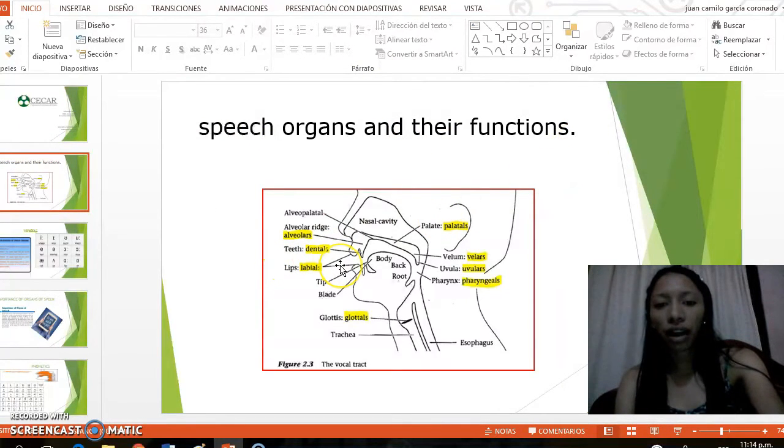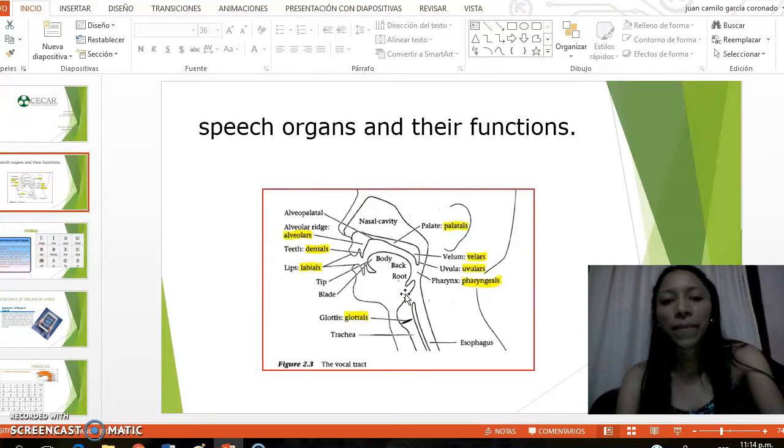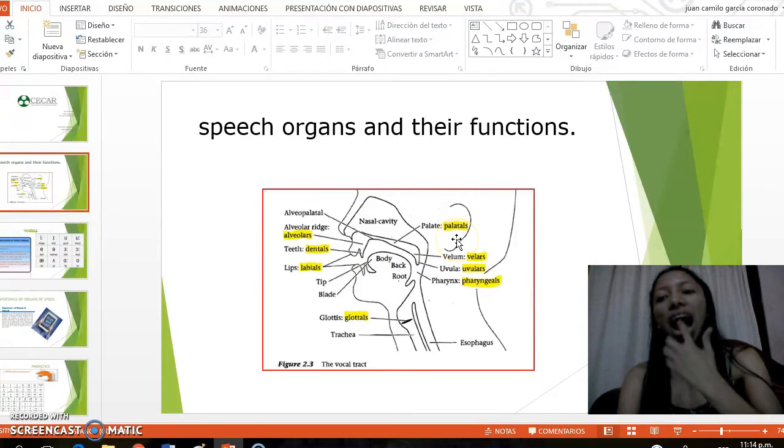Found alveolars, localized to here, dental, labial, palatal, velars, uvulars, pharyngeal, and glottal here.